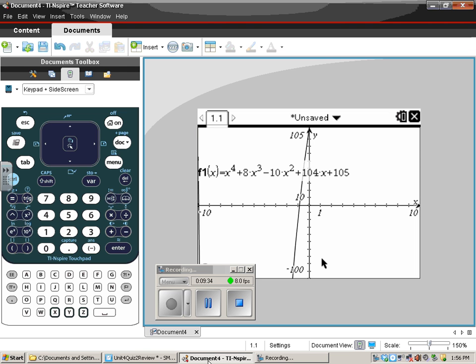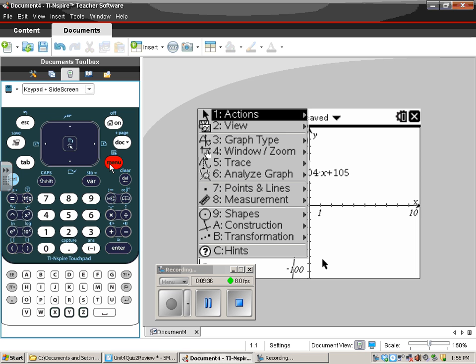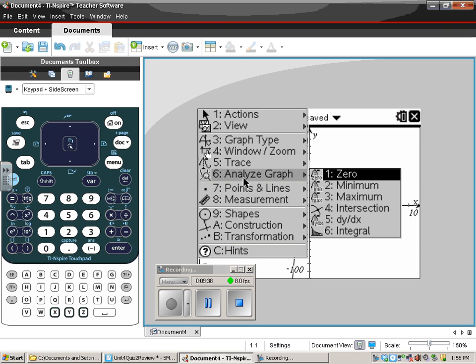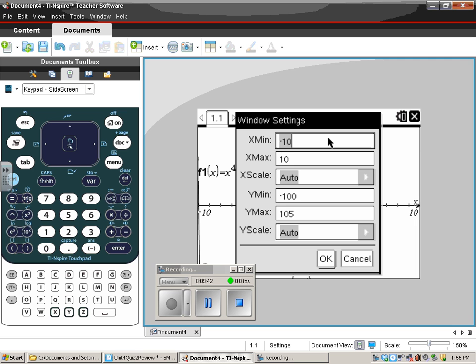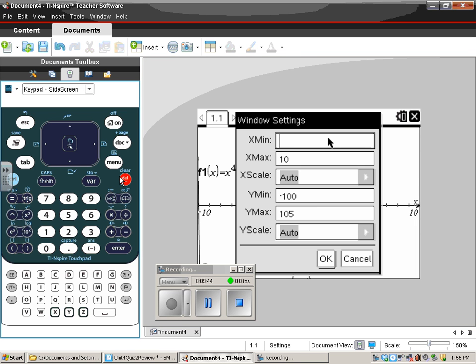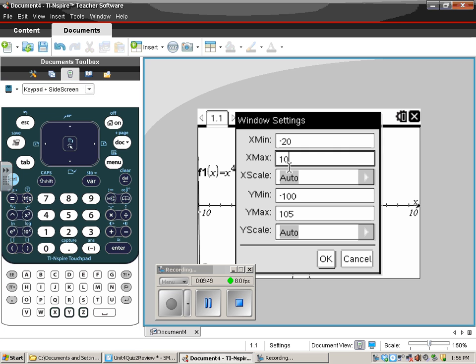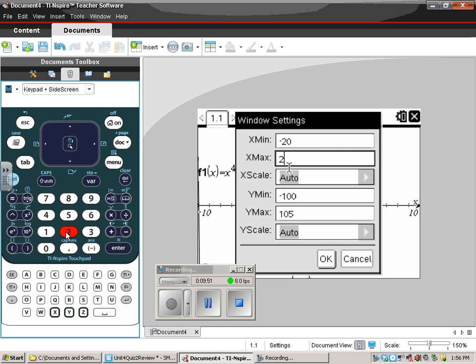That's troubling. Well, maybe we don't have enough on our x. So I'll do analyze graph, window settings. I'll change my x-min to negative 20 and my x-max to 20.